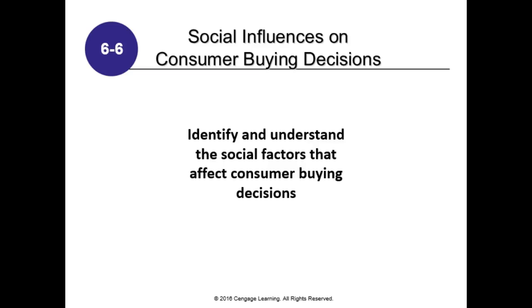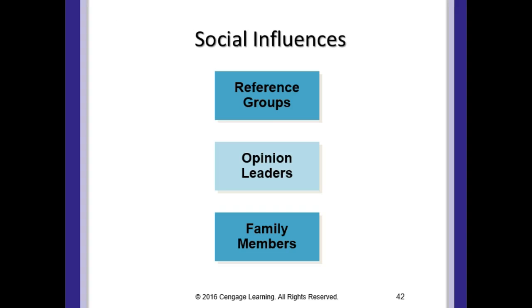Alright, you made it to the third and final video for Chapter 6, and what we're going to start talking about are the social influences, or the social factors that affect consumer buying decisions. The three main ones listed here are reference groups, opinion leaders, and family members.